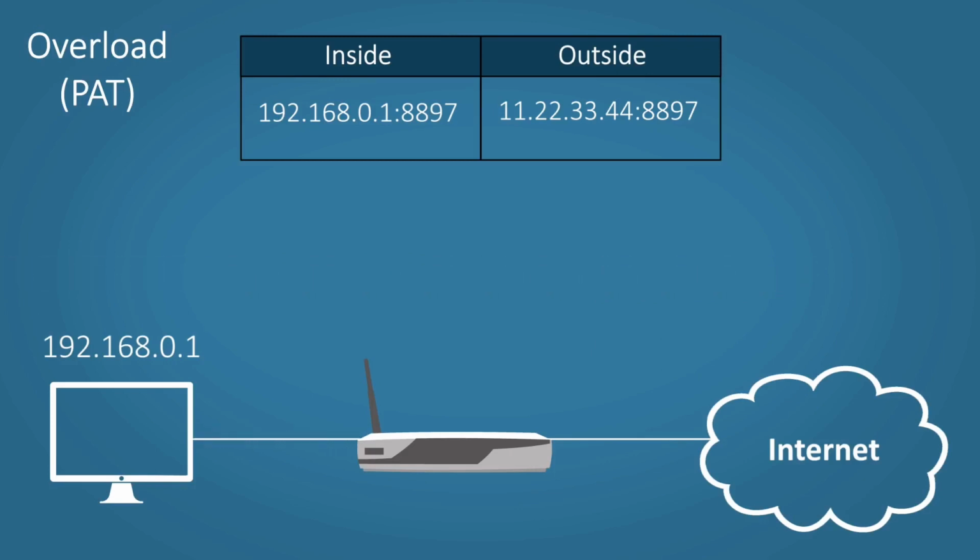Once the computer has the data, the port number will tell which application to send it to. If you're searching the internet, for example, it can even tell which tab to send that data to.